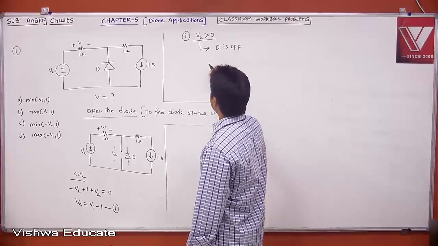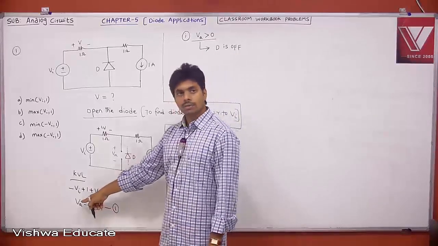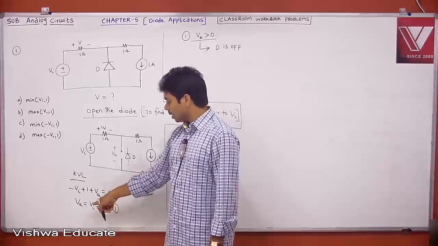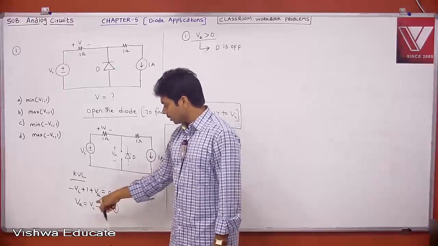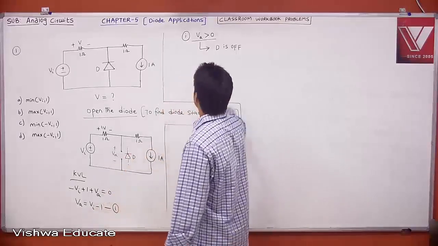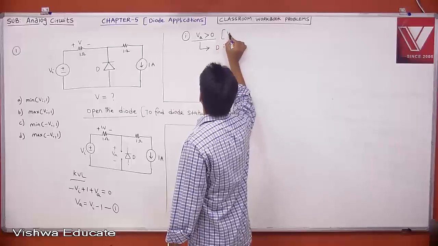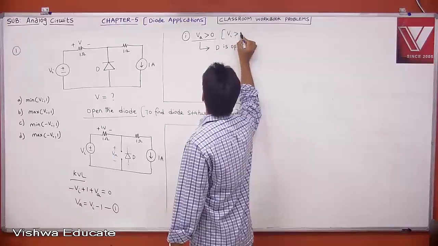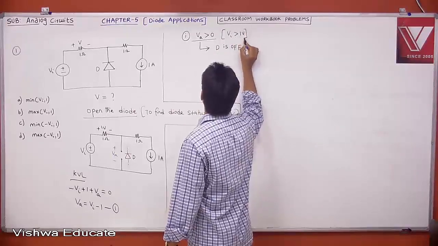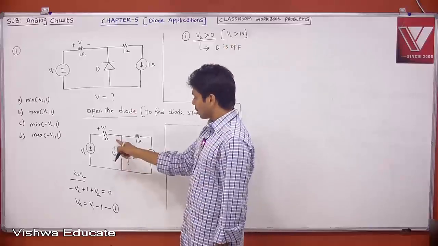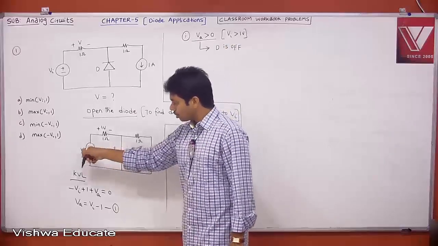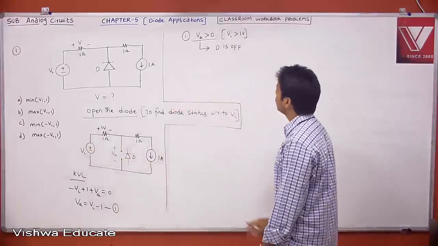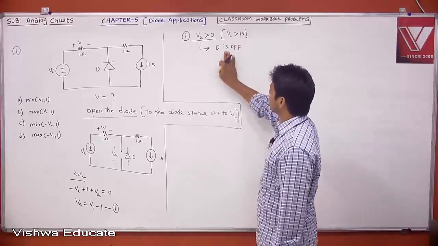But what do you mean by VA greater than 0? You know already what VA is. VA greater than 0 means Vi minus 1 greater than 0, means Vi is greater than 1. Therefore, what does it mean? Your Vi is greater than 1 volt, because ultimately I want it with respect to Vi. Even though I am calling this open terminal voltage, it is correlated to your Vi. That is the procedure. Therefore, when Vi is greater than 1, your diode is off.